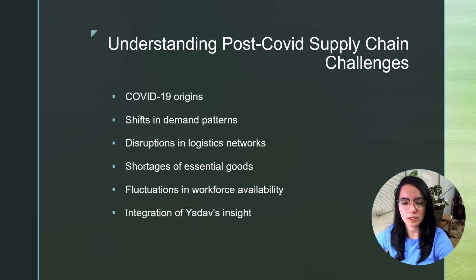and manage inventory effectively. Furthermore, lockdowns, travel restrictions, and quarantine measures disrupted logistic networks, causing delays in transportation and distribution. Vulnerabilities in supply chains were exposed, resulting in shortages of essential goods such as medical supplies and food. Moreover, fluctuations in workforce availability due to illness, quarantine measures, and social distancing requirements further complicated production and fulfillment operations.